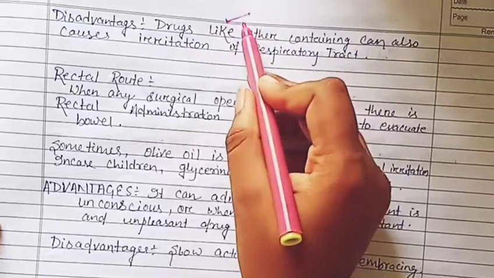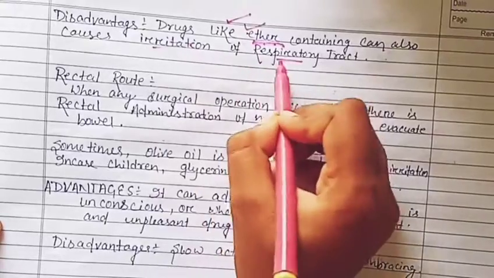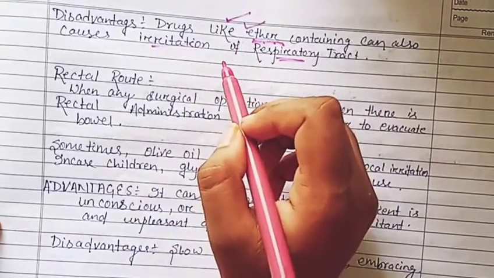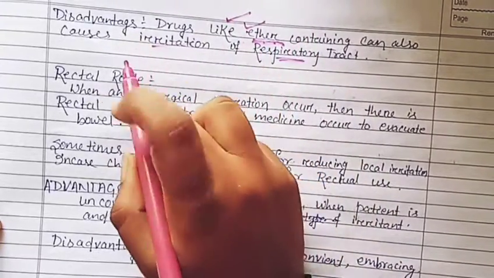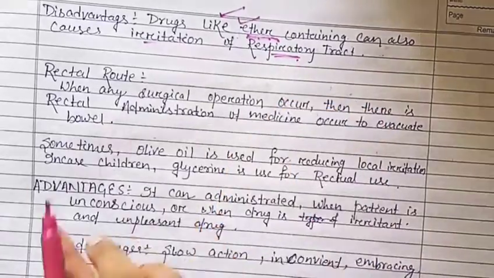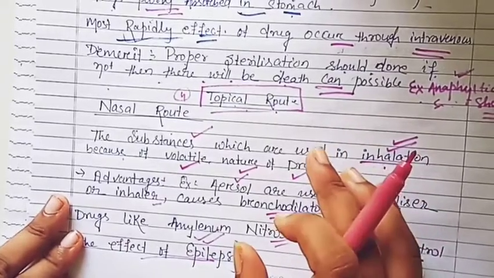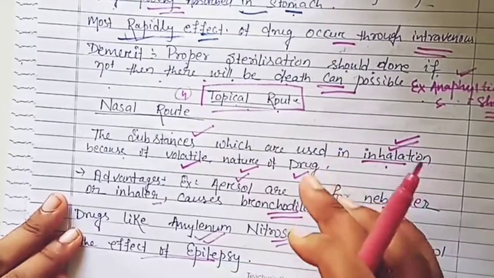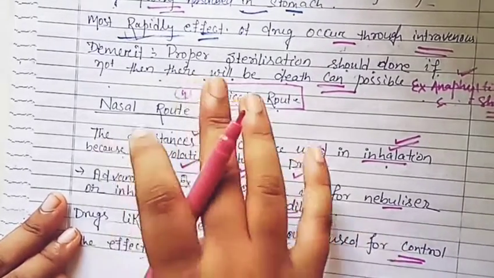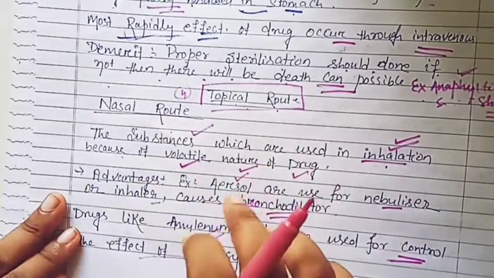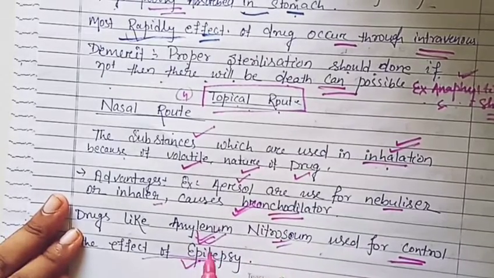The disadvantage is that any drug containing ether can cause irritation to the respiratory tract. That is the disadvantage of the nasal route, that we do not use ether, because it causes irritation to the respiratory tract. By inhalation, the drug acts quickly on the nasal area where the congestion occurs. So the nasal route has very good advantages, by aerosol or amyl nitrite, which is the best remedy for epilepsy.